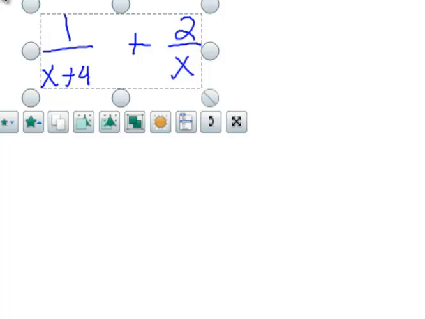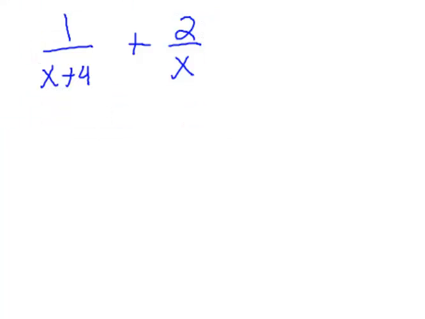Okay. So, do I have common denominators? No. So, I have to get common denominators, right? So, do I have monomials under each piece? No. I have an x plus 4, which is a binomial, right? And then I have an x, which is a monomial.